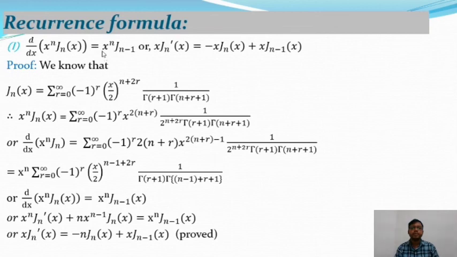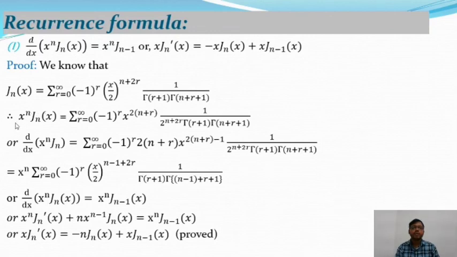So here is the proof of the first recurrence formula, and we know that the nth order Bessel's function Jn of x is equal to summation over r is equal to 0 to infinity. This is the formula of the nth order Bessel's function: Jn of x is equal to summation over r is equal to 0 to infinity of (minus 1) to the power r into (x by 2) to the power n plus 2r into 1 by gamma r plus 1, or r factorial, into gamma n plus r plus 1. Okay, this is the nth order Bessel's function.